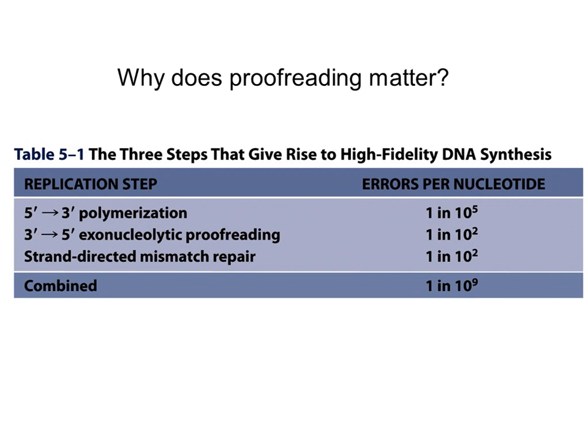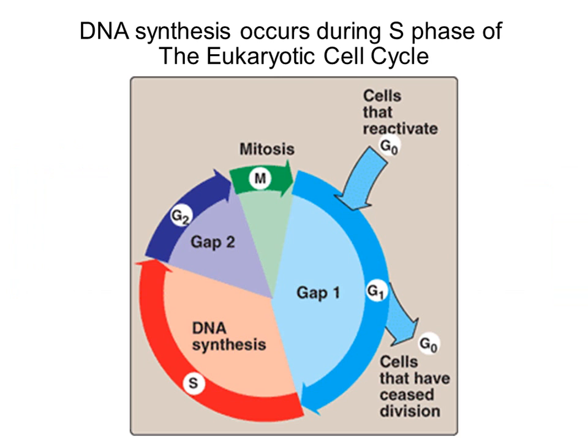Does it make sense? All right. Now, let's go from prokaryotes and talk specifically for a couple slides about human DNA synthesis. When does it happen? Well, it happens in the S phase of the cell cycle.